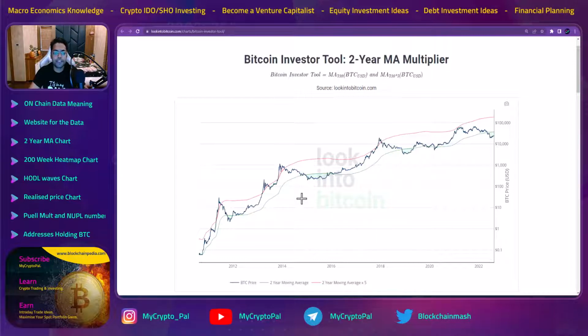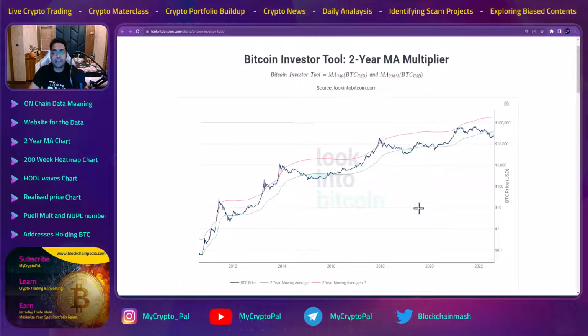What it shows you is that when the Bitcoin price is below the 2-year moving average, like you can see in the green line over here in the chart, anytime Bitcoin is below this and you have bought or invested in Bitcoin, it has resulted in very good returns in the future.